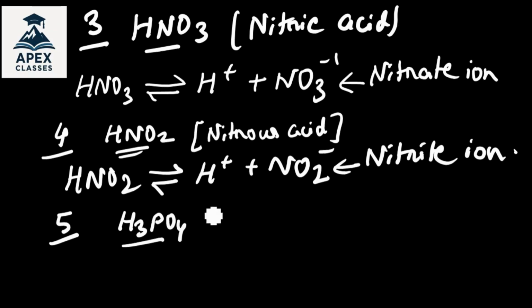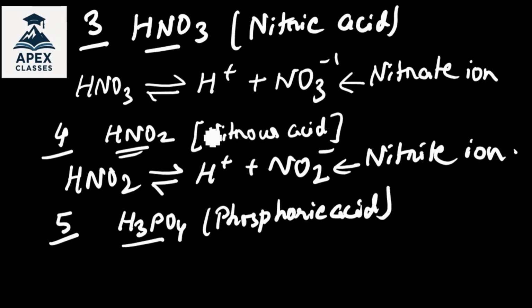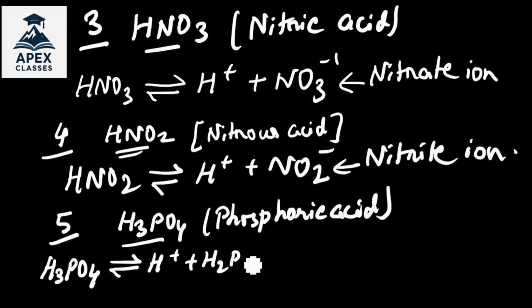H3PO4, phosphoric acid. So can you see this pattern? Nitrous NO2, nitric O3, meaning phosphoric O4, phosphorous O3. So H3PO4, this acid will dissociate into what? H plus, of course, since it's an acid, and H2PO4 minus 1.